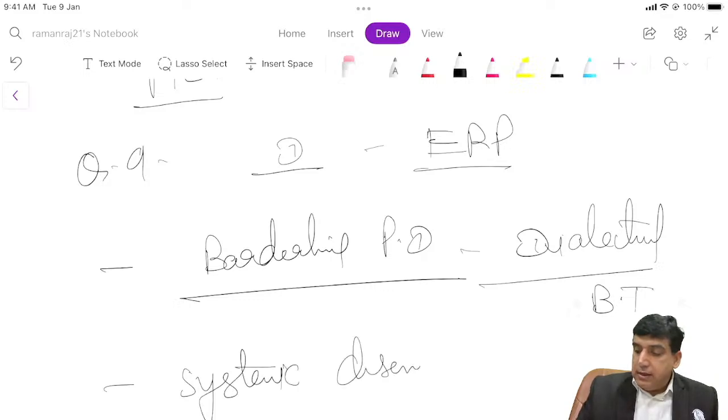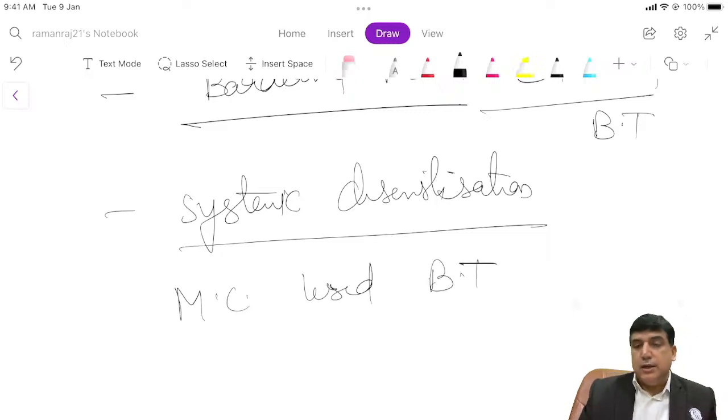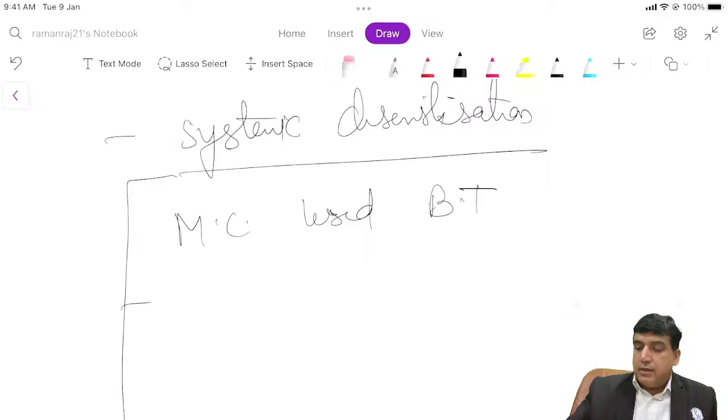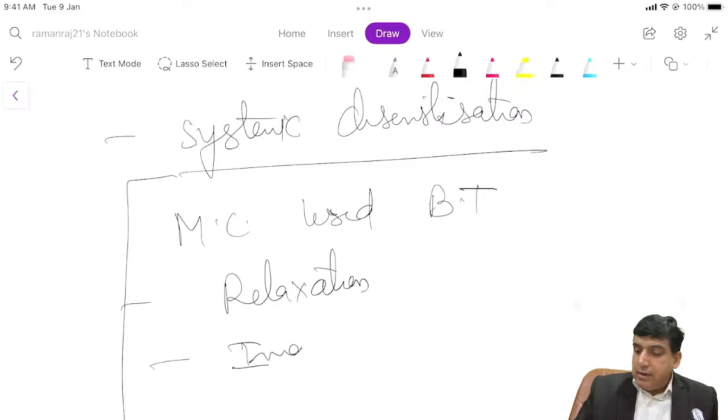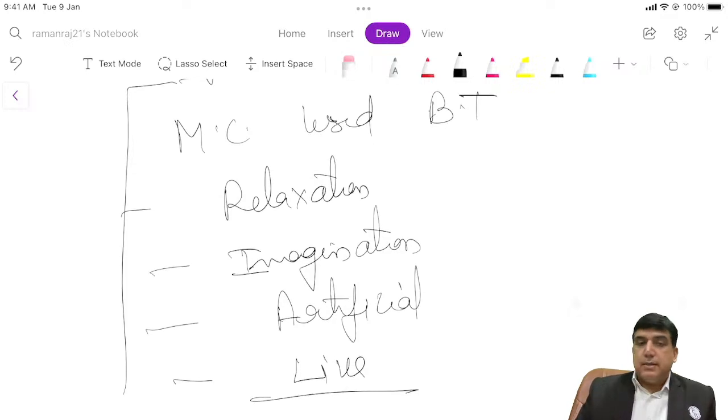Systemic desensitization is the most commonly used behavior therapy. First we use the relaxation exercise. Then the second is imagination. The third is artificial object. The fourth is live object. So there are 4 steps of systemic desensitization. Initially we teach the patient relaxation exercise.